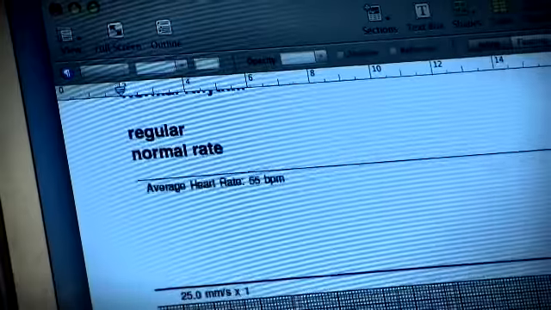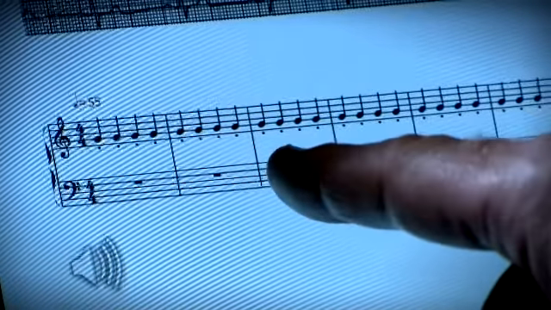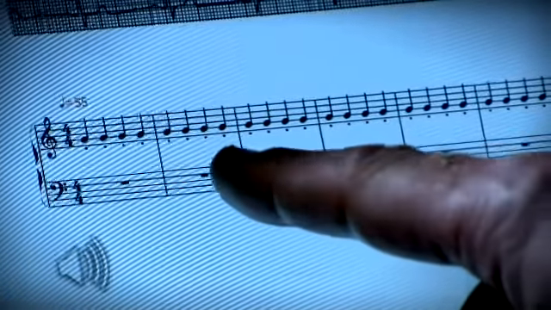Well, the simplest thing to educate him with was to show him a normal rhythm, because that is a standard, regular drum beat. So we just created some bleeps on a computer program, matched it to a normal ECG, and played it as a sound file.